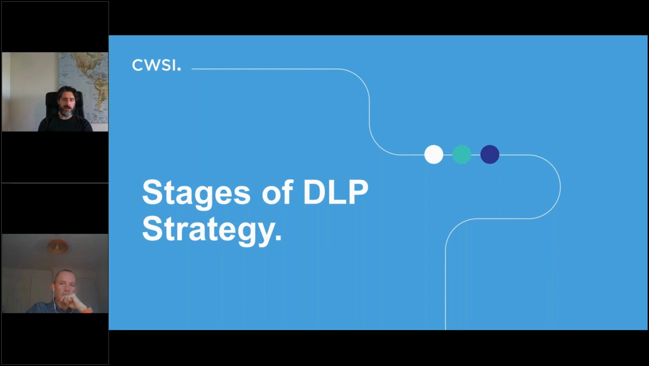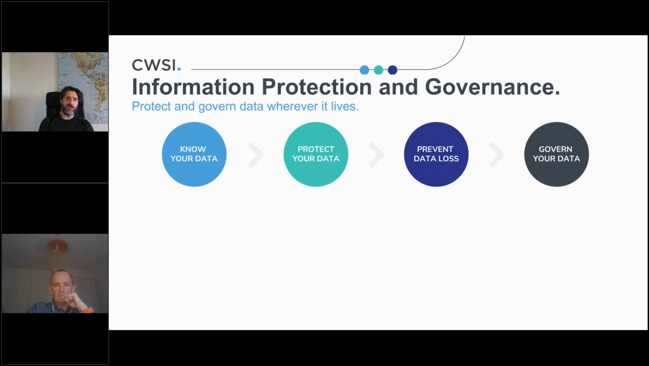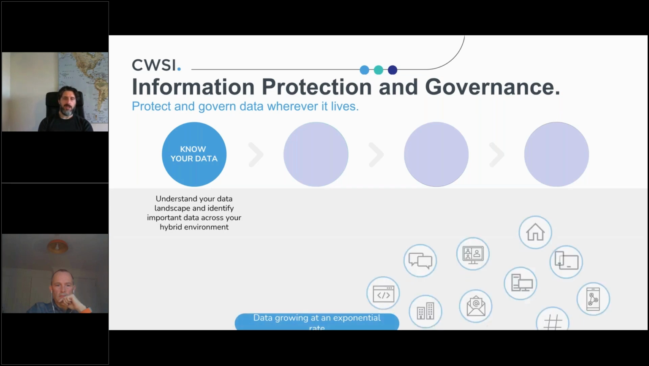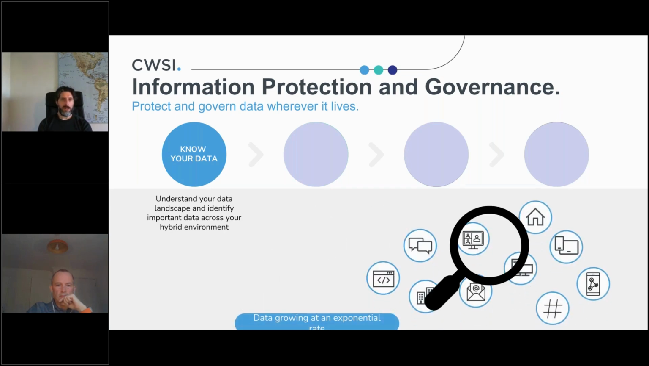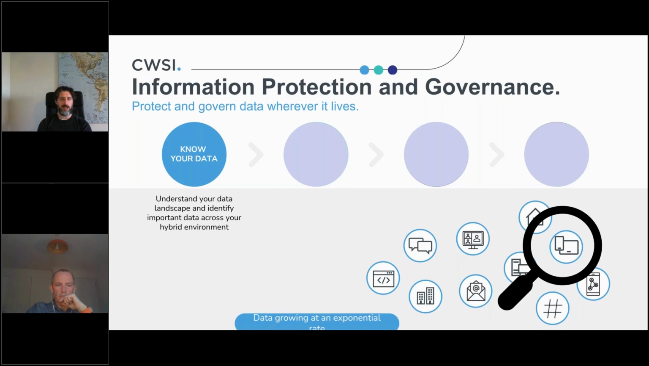Okay, so stages of a DLP strategy. Essentially, there are 4 key stages to an information protection and governance, or DLP, strategy: knowing your data, protecting your data, preventing data loss, and governing your data. Starting with know your data: it's impossible to manage what you can't measure, as the old saying goes. If you don't know where your critical crown jewels, important data is, it's going to be very difficult to assess the risk and put in adequate controls.